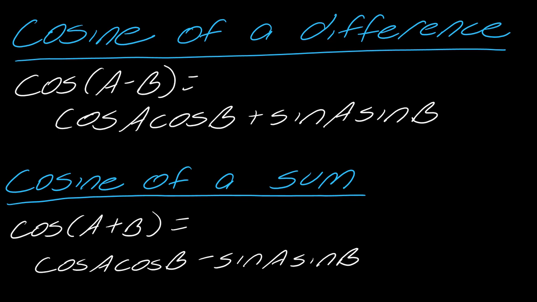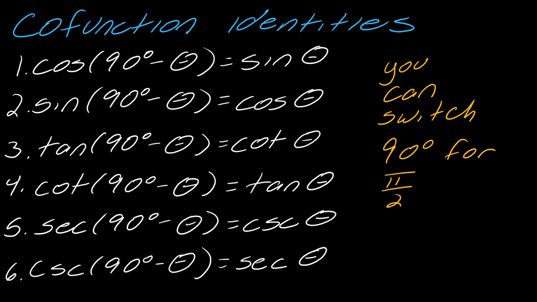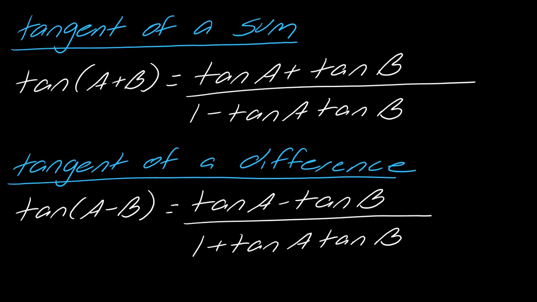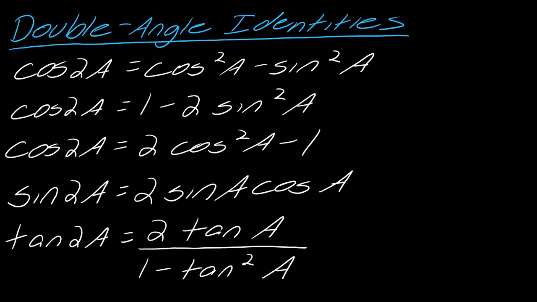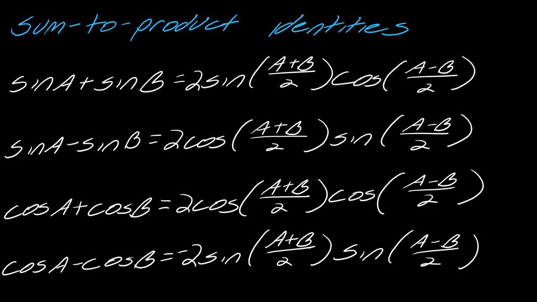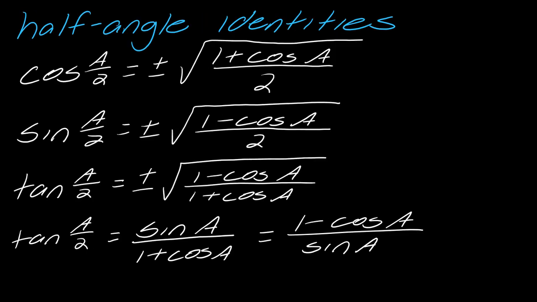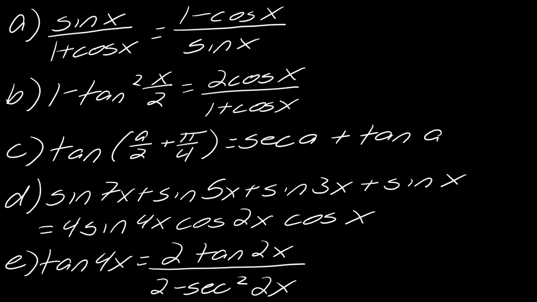Cosine of a difference and sum, the cofunction identities, sine of a sum, sine of a difference, tangent of a sum, tangent of a difference, double angle identities, sum to product identities, product to sum identities, half angle identities. Okay, so like I said, the whole idea here is we're going to use all of those identities that I just listed to verify these bad boys right here.